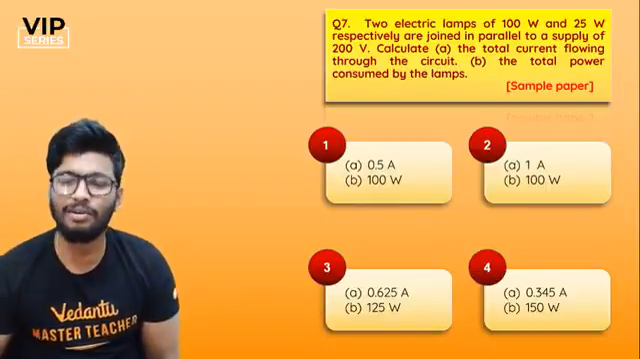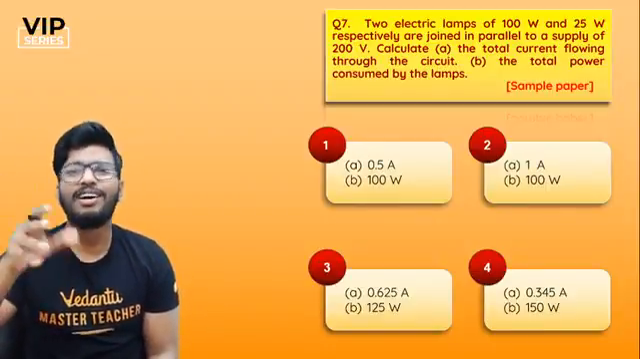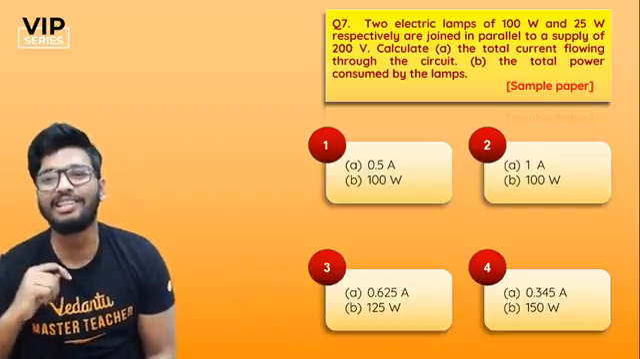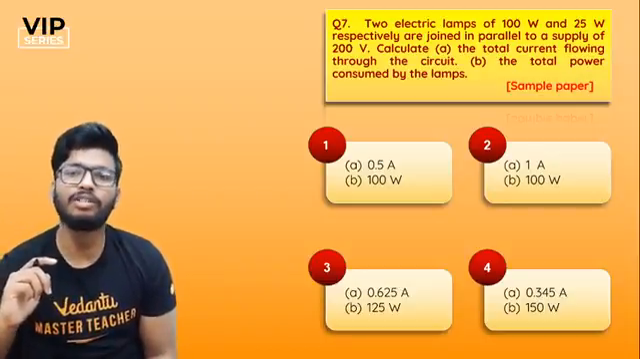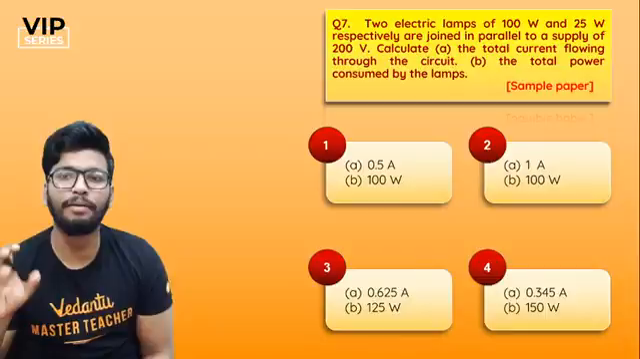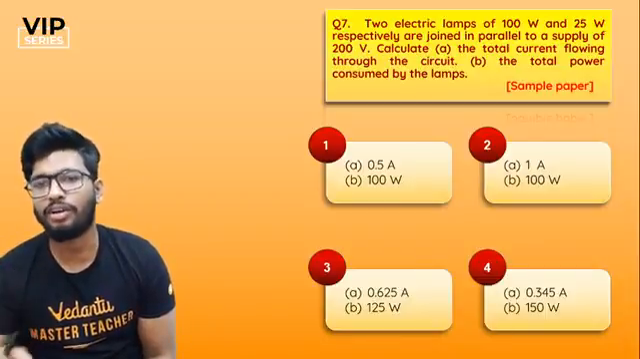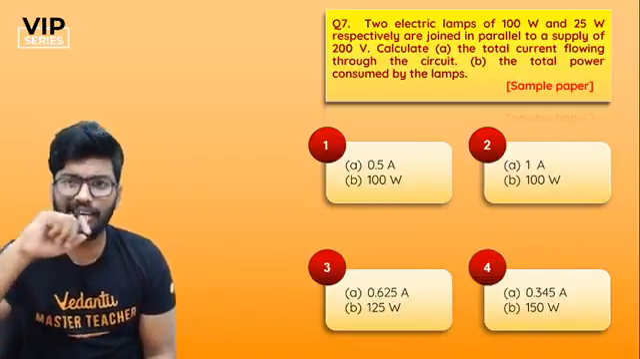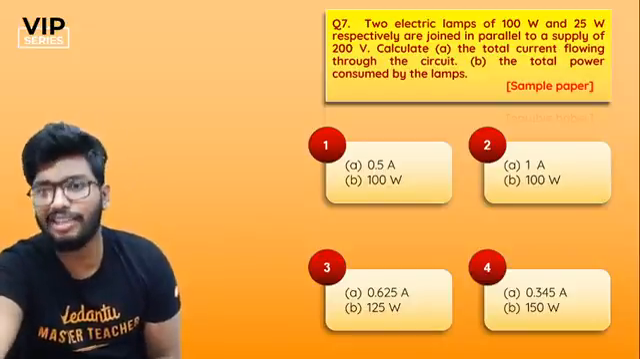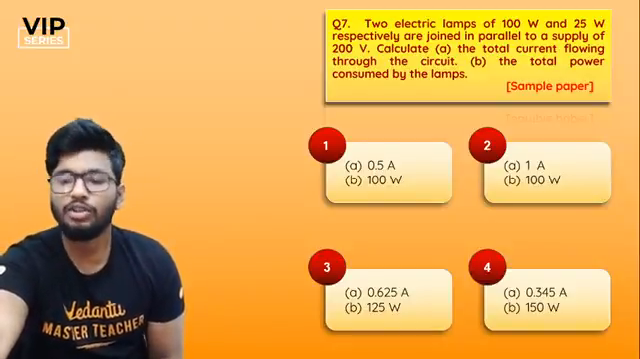So let's go on to the next couple of questions. There are a few more questions left, and then I also have a surprise for you people. Here's another one. Two electric lamps of 100 watts and 25 watts respectively are joined in parallel to the supply of 200 volts. Calculate the total current flowing through the circuit and the total power consumed by the lamps. So these are the options.